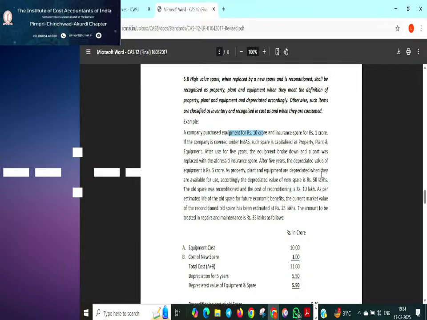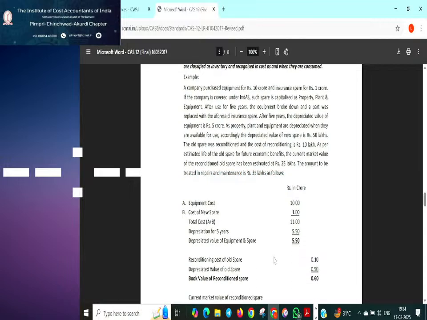As PPE is depreciated when available for use, the depreciated value of the new spare is rupees 50 lakhs. That is, from 1 crore it has gone down to 50 lakhs. The old spare was reconditioned and the cost of reconditioning is 10 lakhs. It was not scrapped, instead it was reconditioned. As per the estimated life of the old spare for future economic benefits, the current market value of the reconditioned old spare has been estimated at rupees 25 lakhs. The amount to be treated in repairs and maintenance is rupees 35 lakhs, which is calculated as follows.